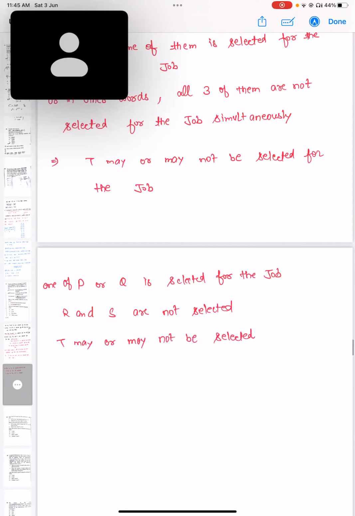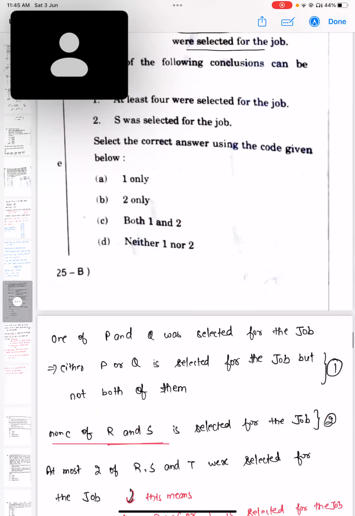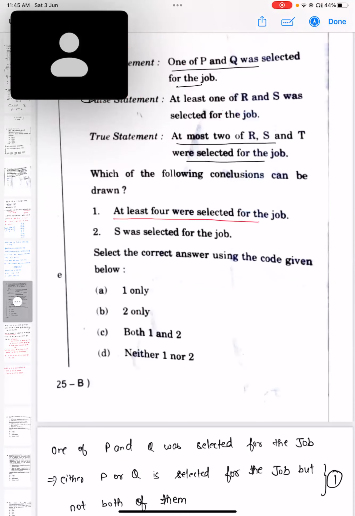Fine. Now let us come to the question. Which of the following conclusions can be drawn? At least four were selected for the job. Right? It is saying at least four were selected for the job. But we already know that R and S are not selected for the job. This implies at least 2 out of 5 are not selected for the job. So at least 4 were selected for the job is a wrong statement.